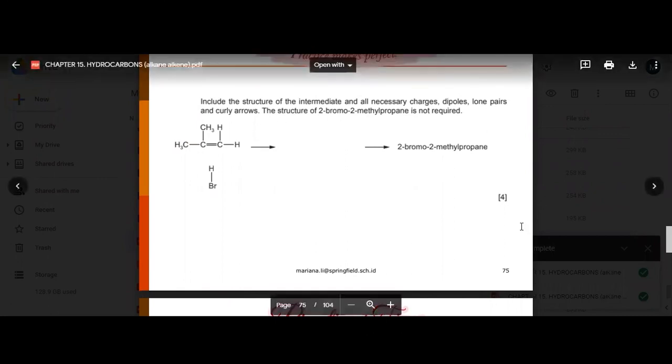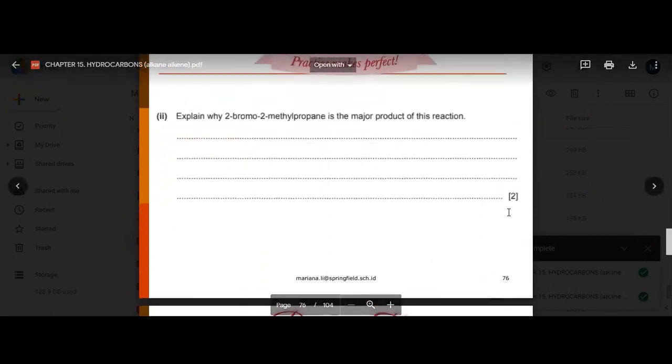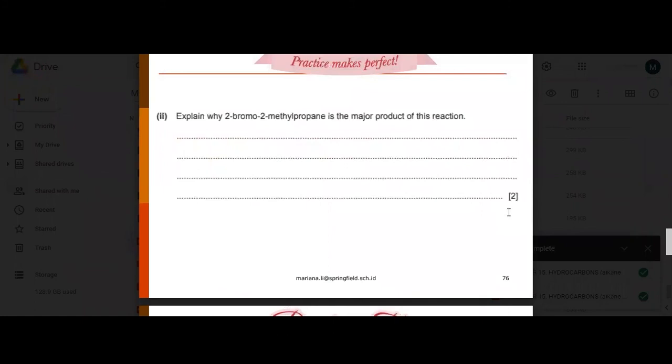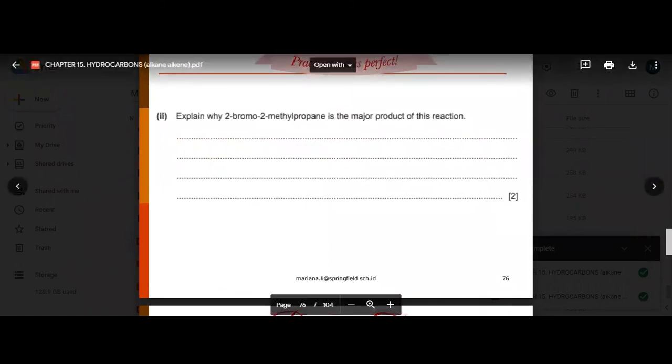I think we already did this, right? Explain why 2-bromo-2-methylpropane is the major product of this reaction. Explain why. 2 points for this.